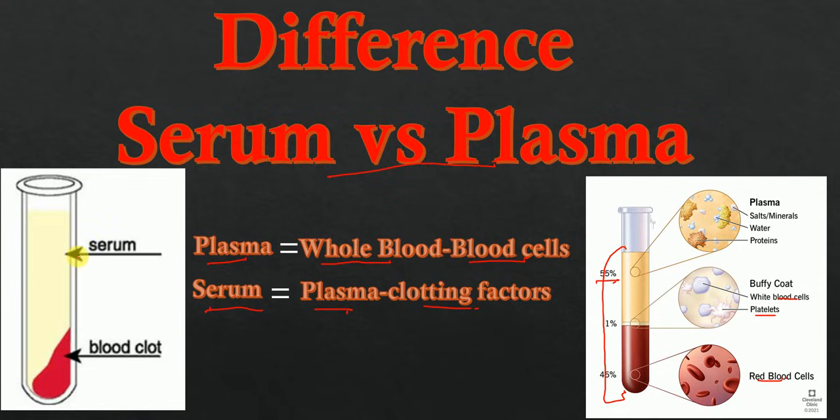When you take the blood and let it stand for half an hour, and after half an hour you centrifuge it, all this clot gets settled down, and this supernatant is called serum. Okay, so once again, plasma is whole blood minus blood cells, and serum is plasma minus clotting factors.